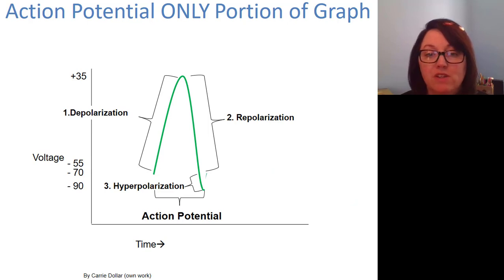Now here, what I've done is I've taken out the pieces of the graph that were not the action potential. So we're looking at only the action potential portion of the graph, right? So don't forget, the action potential is that wave of depolarization followed by the wave of repolarization, and then a tiny little bit of hyperpolarization there at the end. Those are the main parts to the action potential.